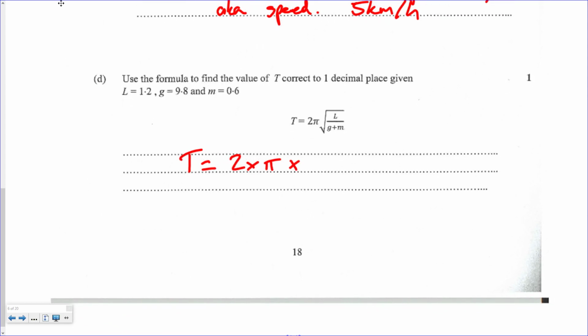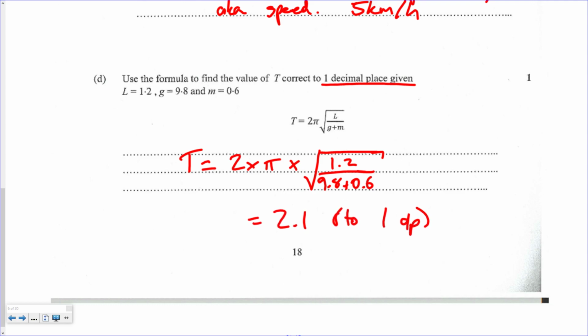and this is where it gets a little bit trickier to put in the calculator, but still just doing the same thing. So you do a square root sign, and in your square root you press a fraction sign, and then we'll replace the L with 1.2 over G plus M, so 9.8 plus 0.6. Just make sure you're closing everything properly. When you put that all in, you get 2.1 to one decimal place.